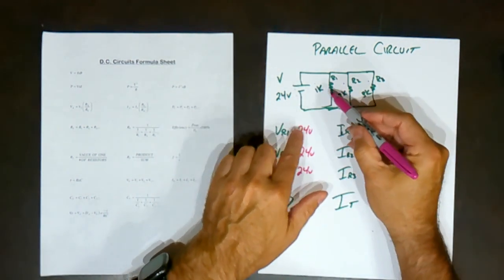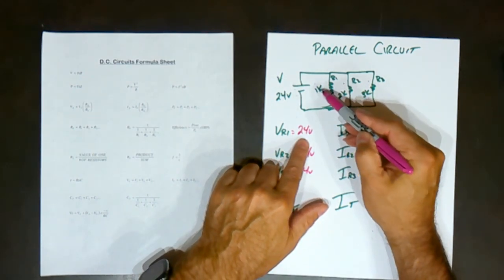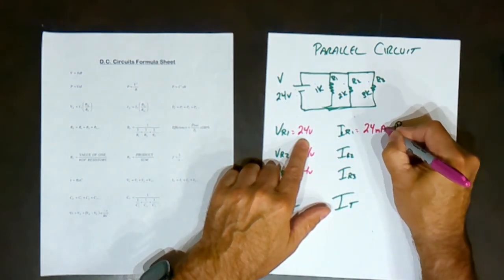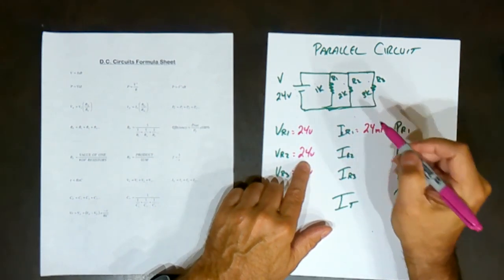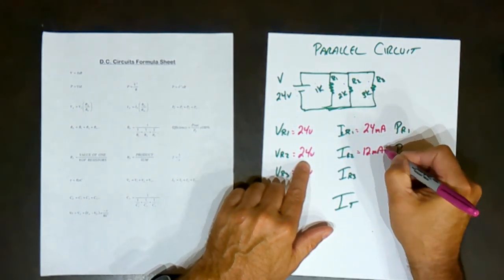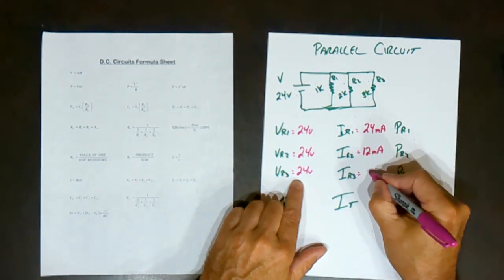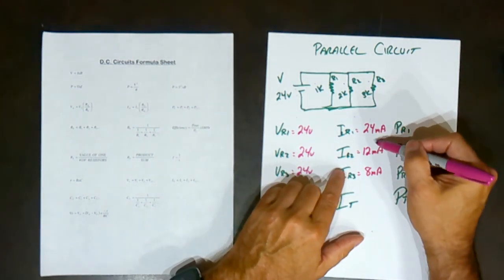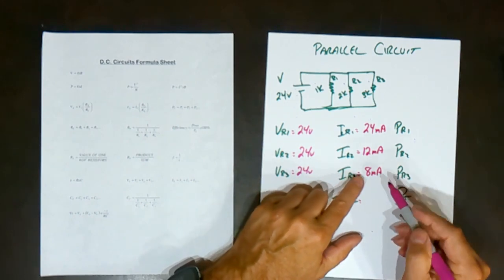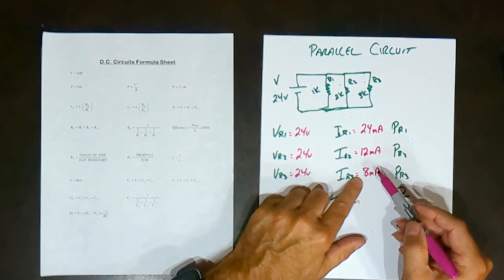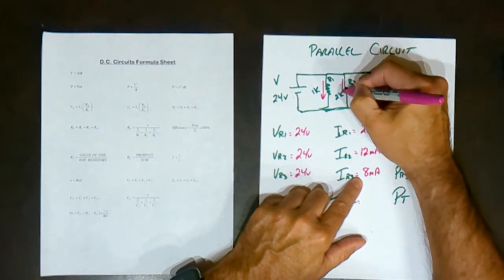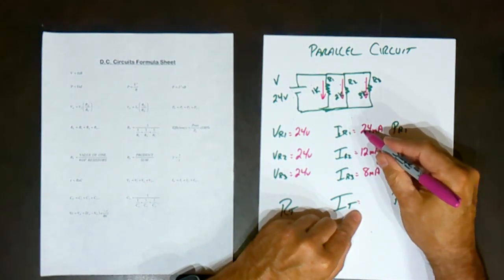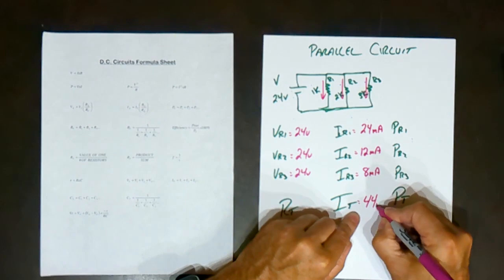I can now use Ohm's law. 24 volts divided by 1K gives me the current. So that's 24 milliamps. 24 volts divided by 2K, 12 milliamps. 24 volts divided by 3K, 8 milliamps. I can now add up all of those to get my I total, because according to Kirchhoff's current law for parallel circuits, all of the branch currents, so that's this one and this one and this one, all add up to be the total. So that is 44 milliamps.